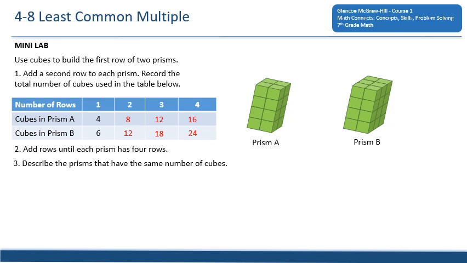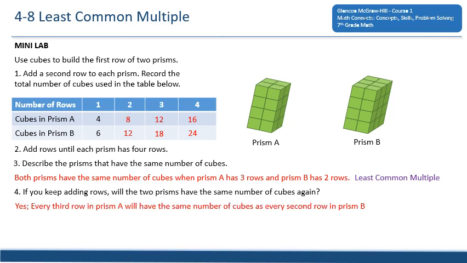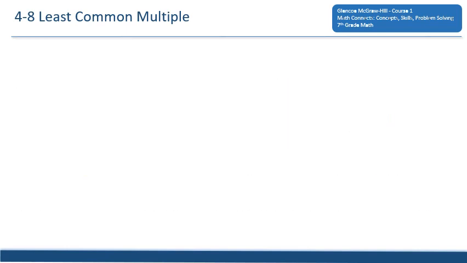Describe the prisms that have the same number of cubes. Both prisms have the same number of cubes when prism A has 3 rows and prism B has 2 rows. And that's the least common multiple. If you keep adding rows, will the 2 prisms have the same number of cubes again? Yes. Every third row in prism A will have the same number of cubes as every second row in prism B. And that's common multiples.